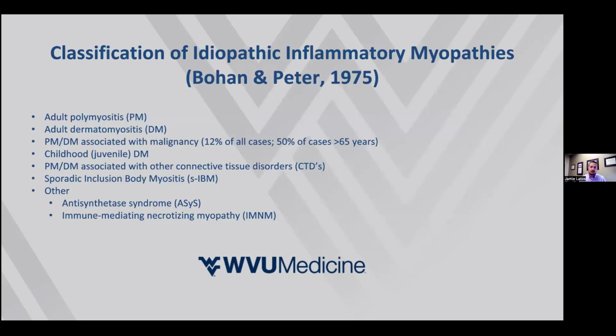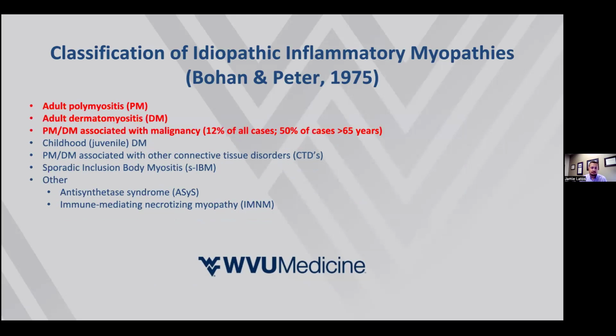The classification criteria that we still operate off of were formulated way back in 1975. So these are the Bohan and Peter criteria. And the first three are the ones that this presentation is going to focus on mostly. These are the ones that we tend to encounter most often in the clinic. So that's adult polymyositis, adult dermatomyositis, and then either dermato or polymyositis that may be associated with an underlying malignancy, because those are not uncommon.